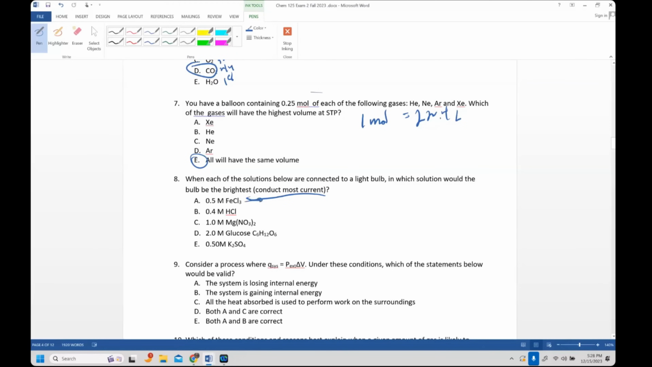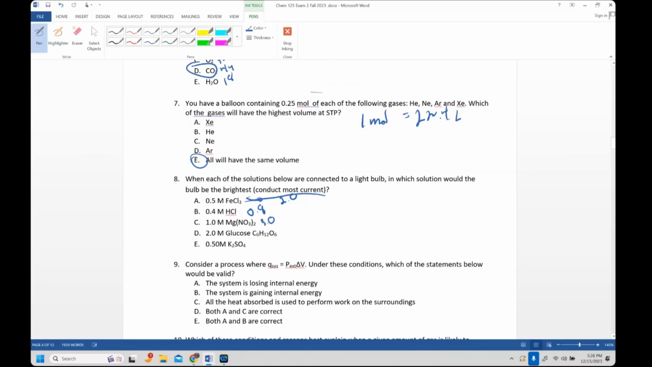So for the first one, 0.5 times 4 ions, right? Fe is 1, and you have 3 chlorines. So 0.5 times 4 is 2.0. HCl, this is a strong acid. It will create 2 ions, 0.4 times 2, 0.8. For C, 1 molar times 3 ions. We have 2 nitrates and 1 magnesium. So that'd be 3.0 molar of ions total.